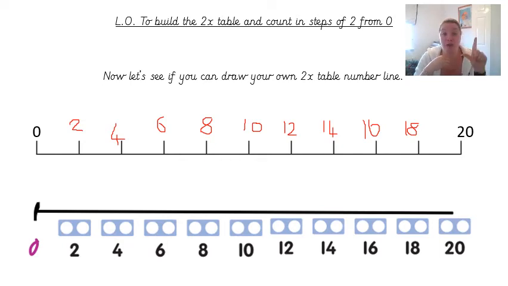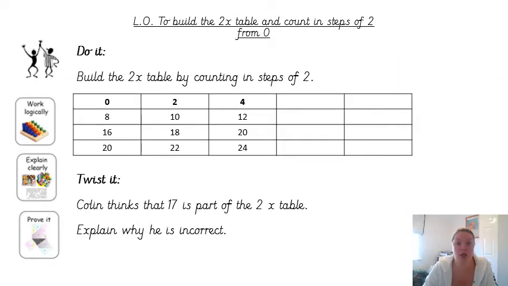2, and 12 times 2 is 24. So normally it goes all the way to 12. So let's see what we're going to do today. So here's our do it and our twist it on one slide.